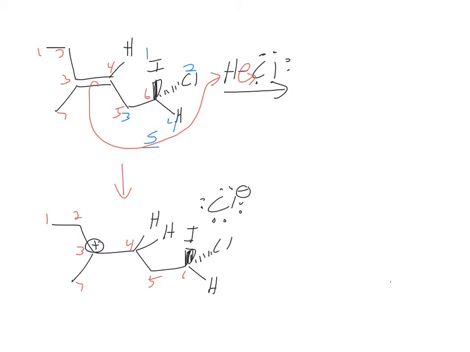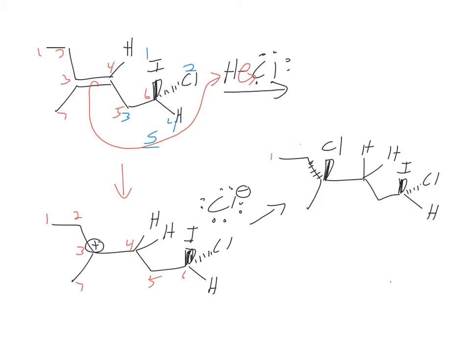Top or the bottom. Is there a preference? No. Is that going to give us different products? Yes. Let's draw them out. So if the chlorine attacks from the top, I'm going to put that as the chlorine would be wedged in this case. Number our carbons, 1, 2, 3, 4, 5, 6, 7. So that's one thing that could happen. Let's arbitrarily push that back. I know the chlorine is going to be up.